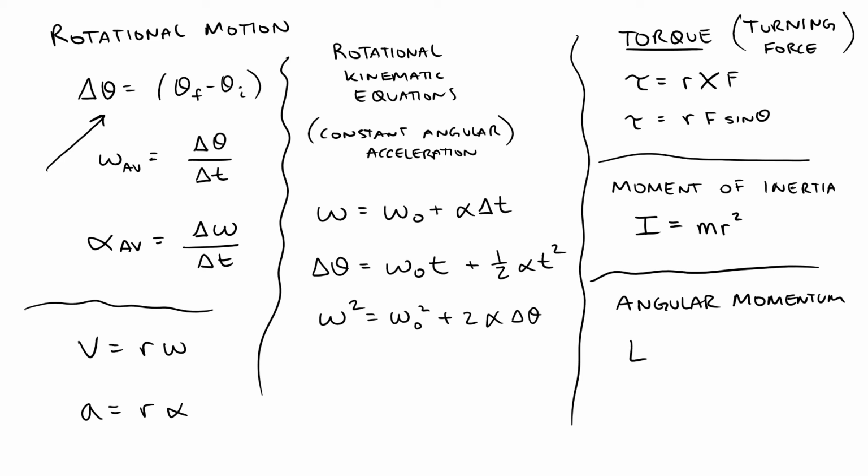And this had a couple forms. I said it was R cross P. And then I showed you guys how it was equal to I omega.